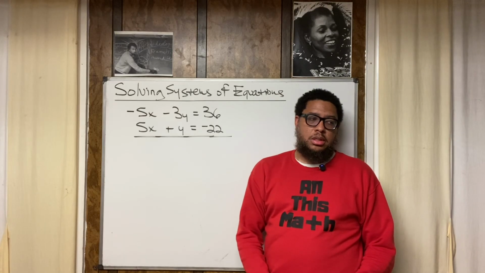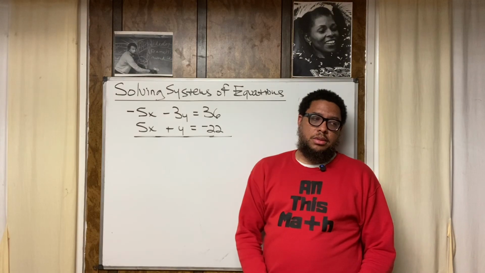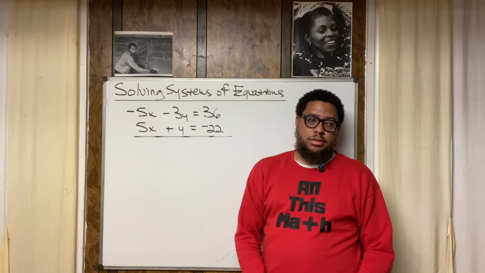I'll say eliminate the x's first because it's going to be easiest. Why is that going to be easiest? Because those two terms cancel each other out, because a negative 5x plus 5x, they'll make that 0. But why would they cancel out? Because they're inverses of each other, opposites of each other. But why would you be in a position for them to cancel out? Is what I'm getting at.